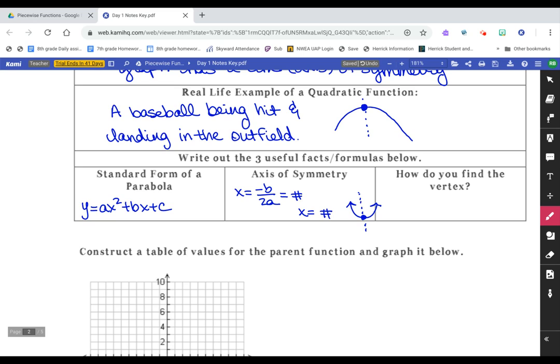Now to find your vertex, and I'm going to do a problem like this with you, you're going to start out with x equals negative b over 2a, and that will give you the x coordinate of your vertex. To figure out the y coordinate, you're going to plug in your x coordinate into the equation. And then you'll end up with whatever y is. So let's do one like that.